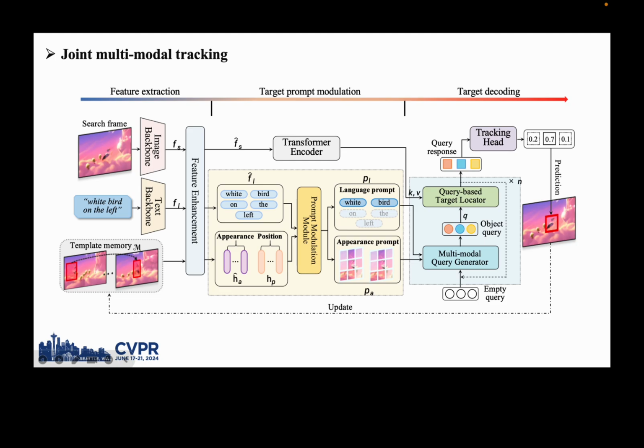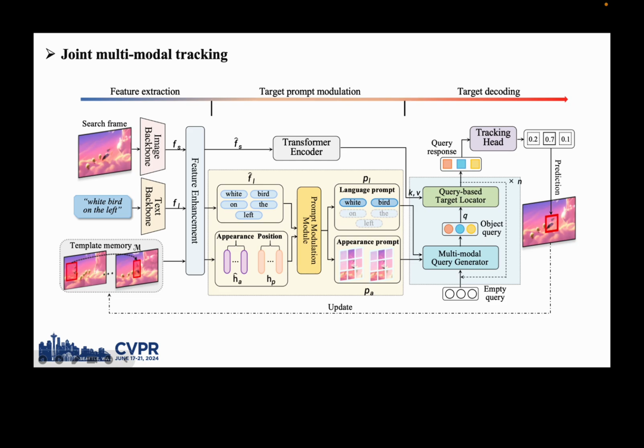During the tracking phase, we collect the appearance feature and positional feature of the target based on the historical localization results of the target and store them in a template memory as the dynamic visual reference. Given a search image and a language description, we first employ a feature extraction module to obtain the search feature and language feature, respectively. Subsequently, we utilize a prompt modulation module to filter out the inconsistent description in the initial verbal reference and the visual reference, thus forming more precise prompt information to guide the target location.